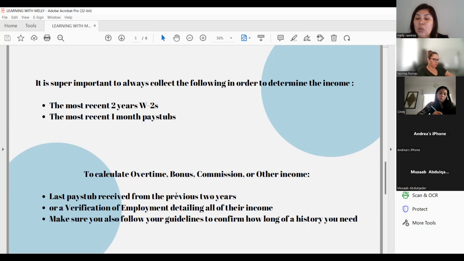And again, as long as we're able to verify that they've been receiving it for 2 years and they're still receiving it up to date, we're able to use all kinds of income. Make sure you also follow your guidelines to confirm how long of a history you need. FHA requires 2 years of history, while with conventional you can get away with 1 year, as long as your verification of employment shows that you are most likely to continue receiving that type of income. Do you have any questions on this? We're good? No.